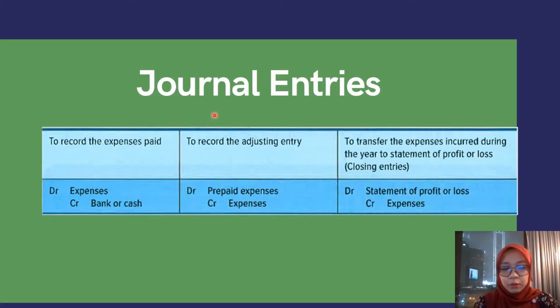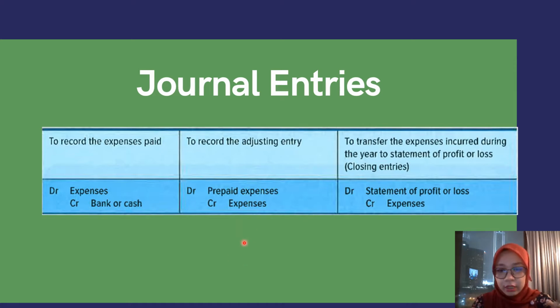So how do we record the prepaid expenses? The journal entries. First, we have to record the expenses paid, the usual entries: debit expenses, and then credit bank or cash, depending on whether we pay using cash or check. And then we have to record the adjusting entries: debit prepaid expenses, and credit expenses.